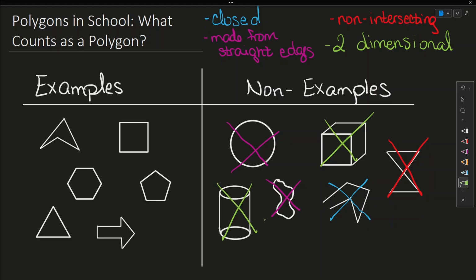So with that, we can give a formal definition. A polygon is a closed 2-dimensional shape made from straight, non-intersecting line segments. That definition is powerful because it helps students move beyond appearance. For example, some children may think this arrow is not a polygon because it looks unusual. Others may think a circle is a polygon because it is closed. This is why definitions matter.